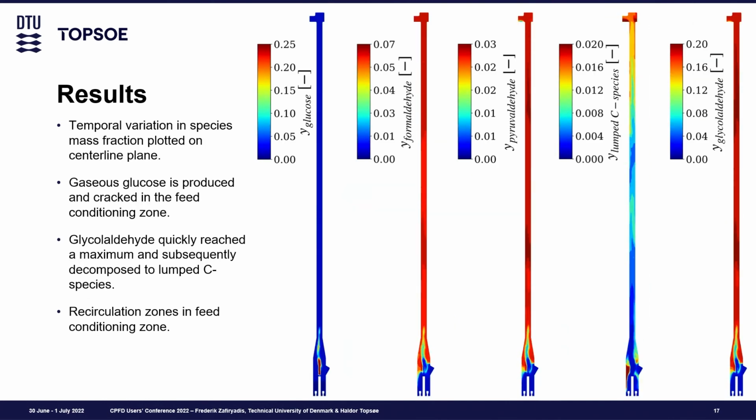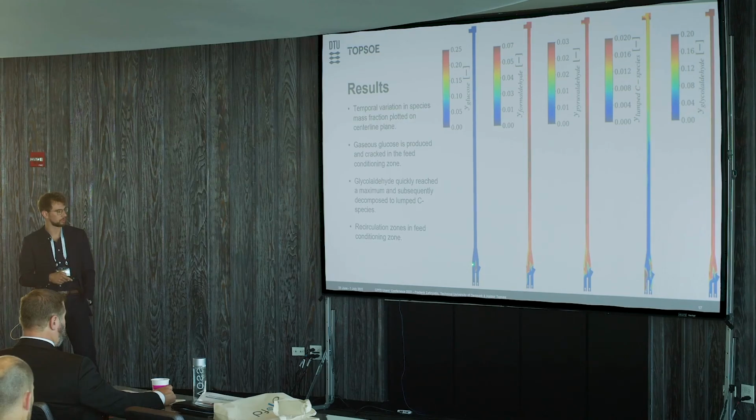That's actually quite nice. If we look at the results from the kinetics model, this is on a vertical plane through the center of the riser. Here in the bottom part, we have the feed conditioning zone with the injection of glucose that then evaporates and goes quite fast, actually. So we don't have to go far up into the fast fluidized bed before we don't have any glucose left at all. And if you at the same time look at the mass fraction of glycolaldehyde, you see that it reaches a quite high level relatively quickly, which is quite good for the conditions we're looking at.